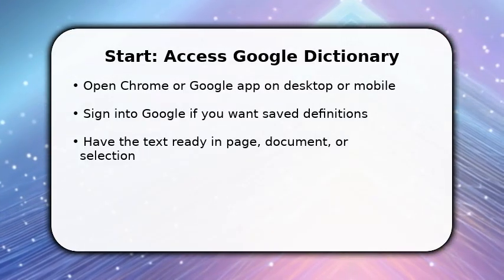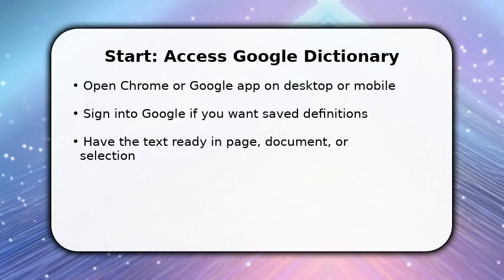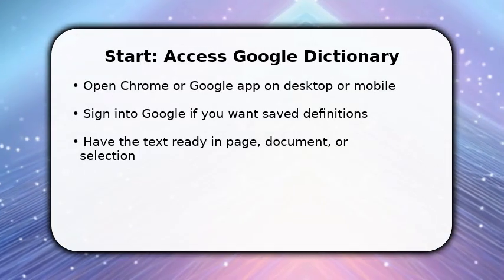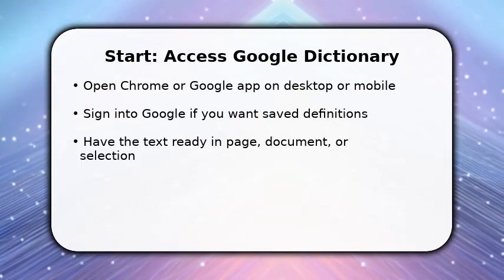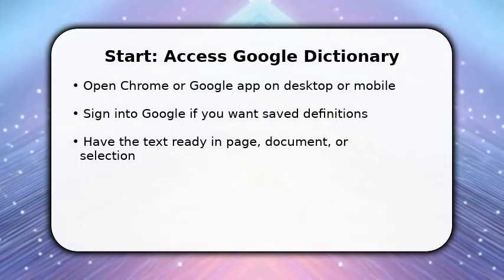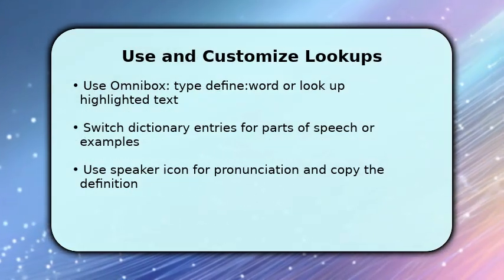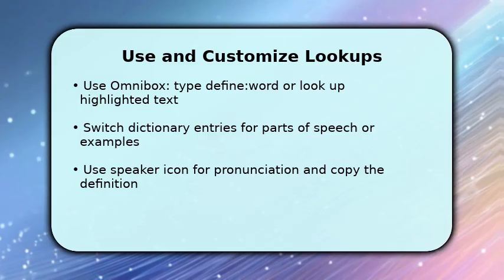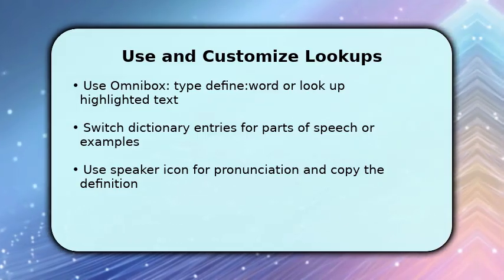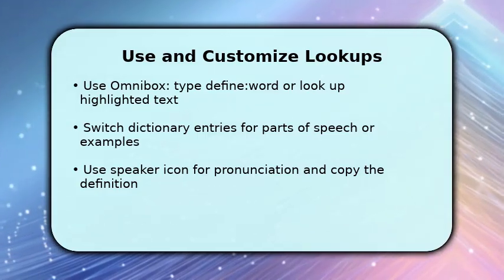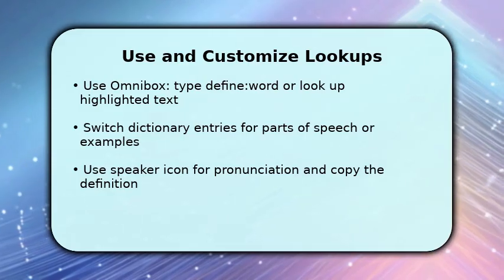This launches Google's dictionary panel, so you get a quick definition and pronunciation without leaving your page. Fast and minimal interruption. Once the dictionary panel is open, you can dig deeper. Type Define, followed by a word in the address bar for an instant entry, or use the panel's tabs to view meanings, examples, synonyms, and different parts of speech.